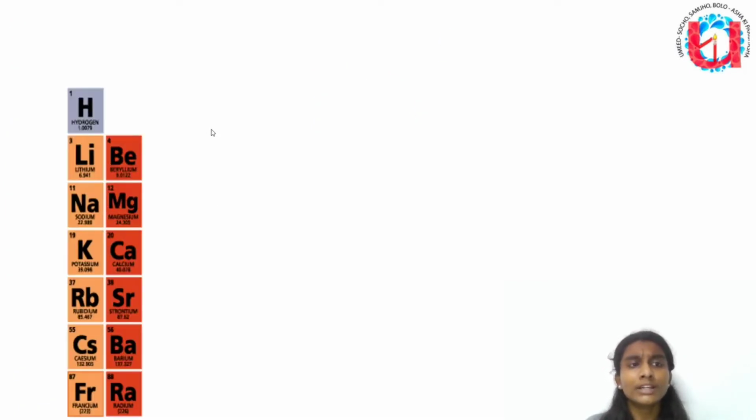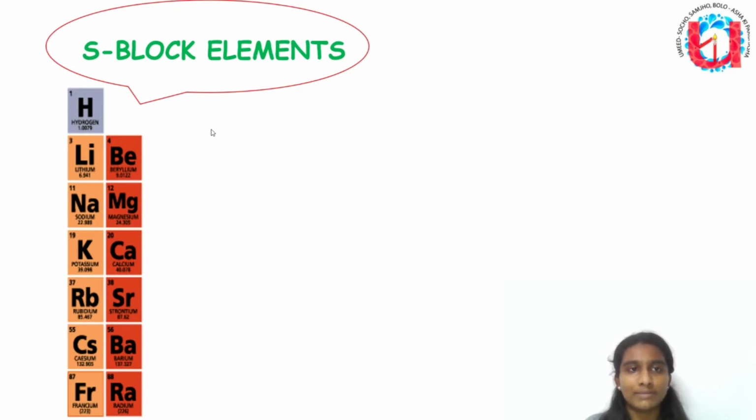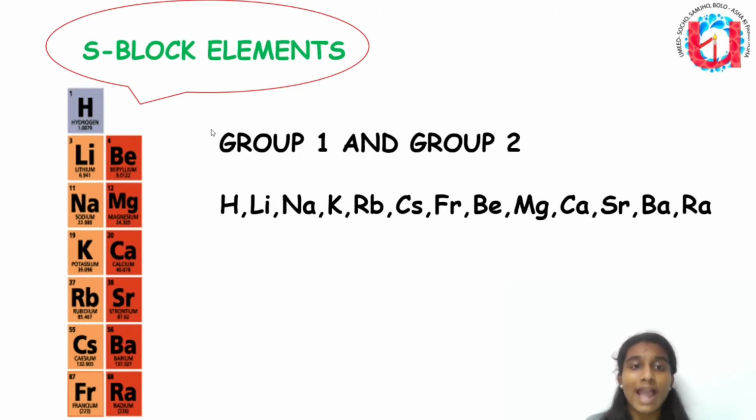Now, the alkali metals and the alkaline earth metals both together come under the S block elements, that is the group 1 and group 2 elements, which consist of hydrogen, lithium, sodium, potassium, rubidium, cesium, francium, beryllium, magnesium, calcium, strontium, barium, radium. Altogether 13 elements come under the S block elements. Now, these S block elements will be seen in the left part of the periodic table.